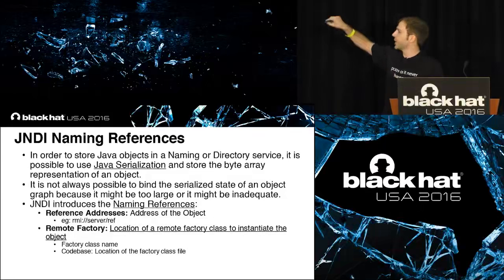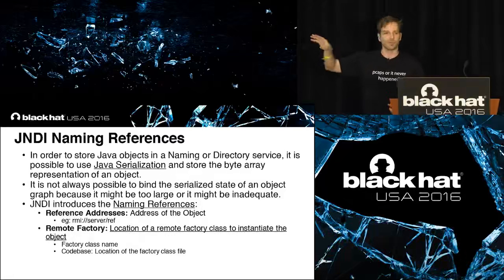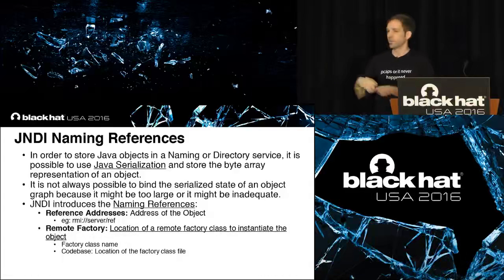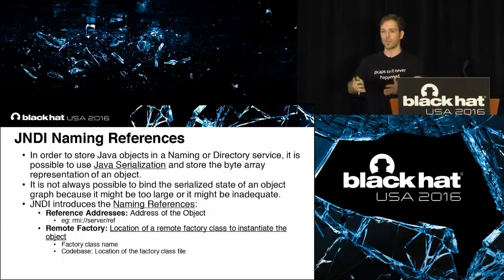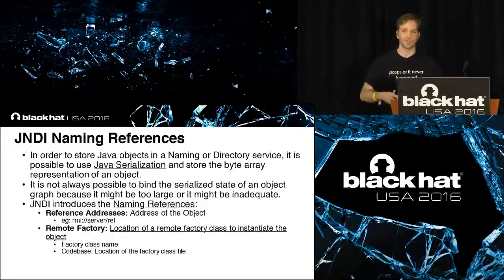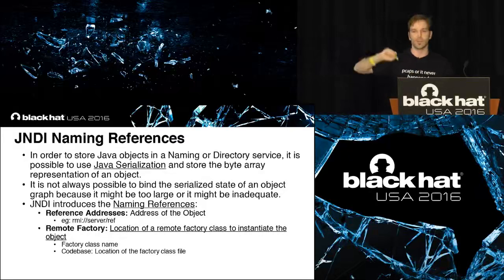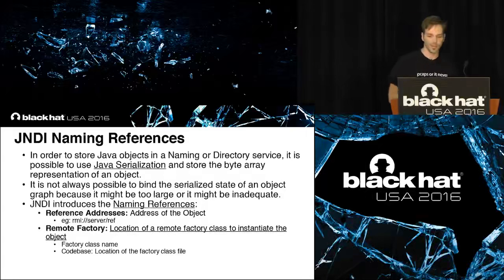The second type of JNDI reference is a remote factory JNDI reference. In this case, instead of pointing to a remote object, we are basically pointing to a remote factory class that needs to be used to actually instantiate the final object that needs to be returned. So we perform the lookup, we receive the JNDI reference, we extract the factory name and the factory location, we fetch that remote class from the remote location, and then we instantiate that factory in order to generate our object.